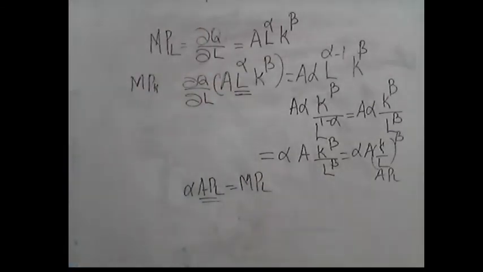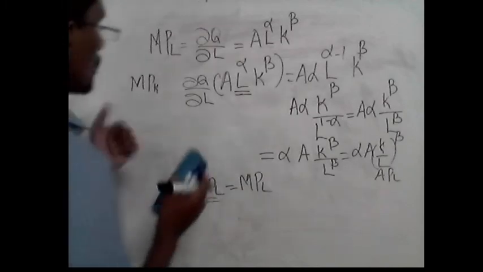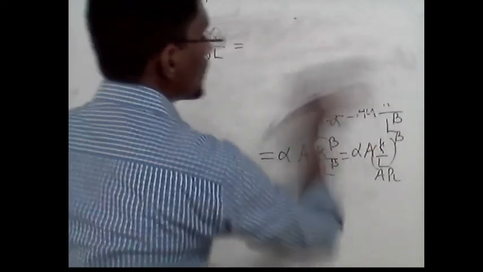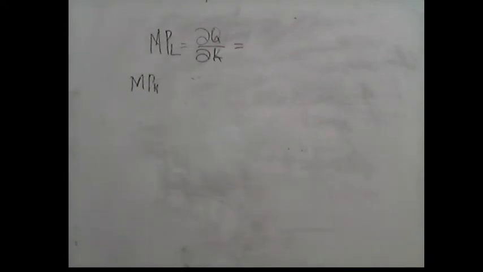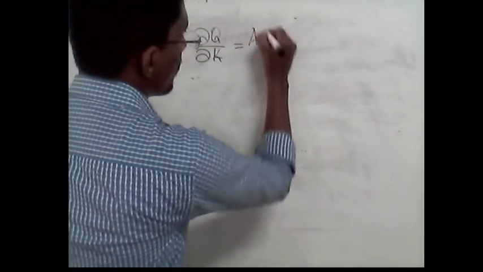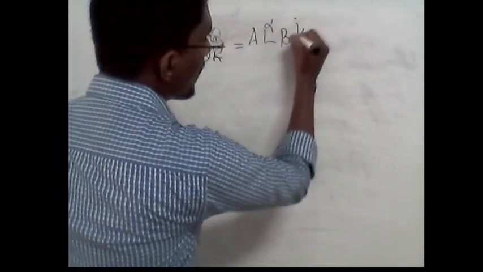This is the third property's first component, that is, alpha times the average product of labor will provide the marginal product of labor. Likewise, we can find out the marginal product of capital too by using the same principle, that is, partial differentiation. Instead of differentiating the function with respect to labor, we use capital, that is dou Q by dou K, which represents A L raised to alpha beta K raised to beta minus 1.